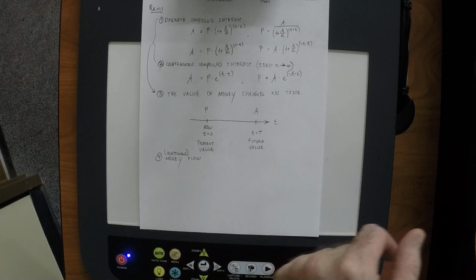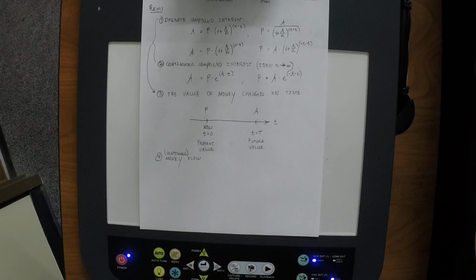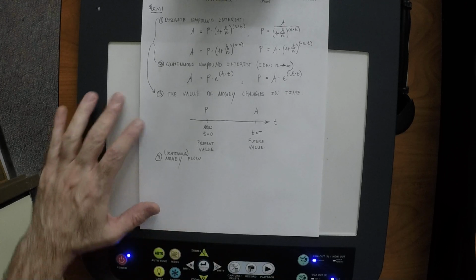A continuous money flow is a different situation where, if it's a paycheck type situation, that means your employer has a direct line to your bank account, and pennies are trickling in all the time. That's what a continuous money flow is. So the event is continually happening rather than having discrete events.